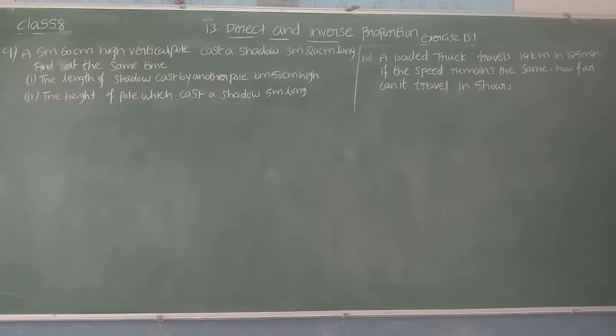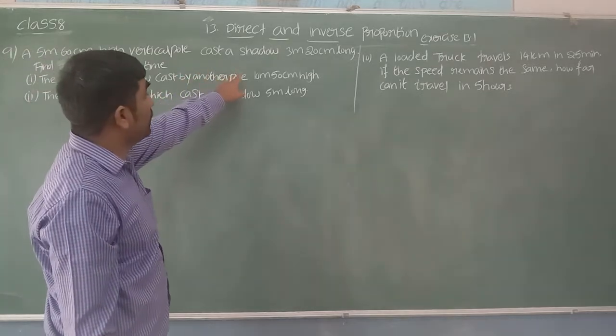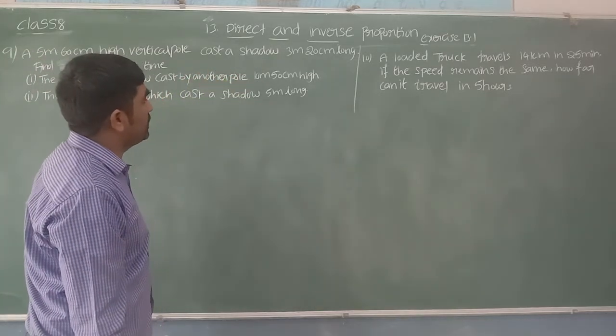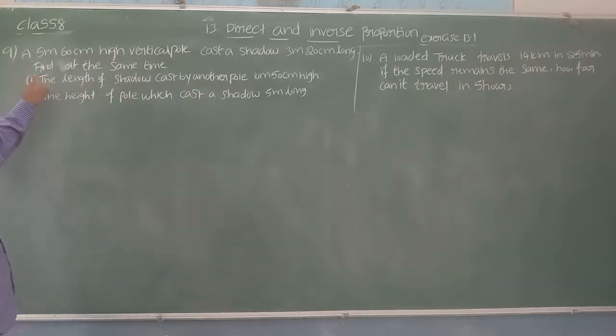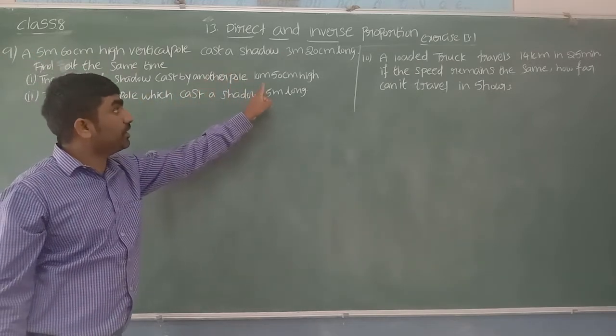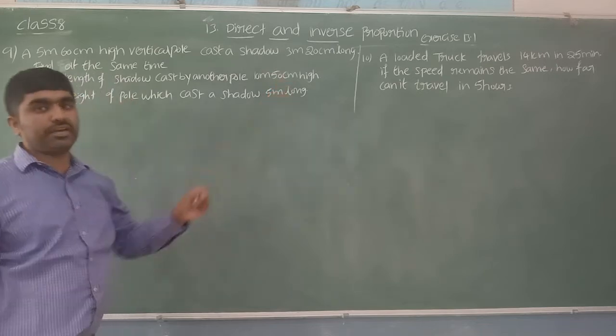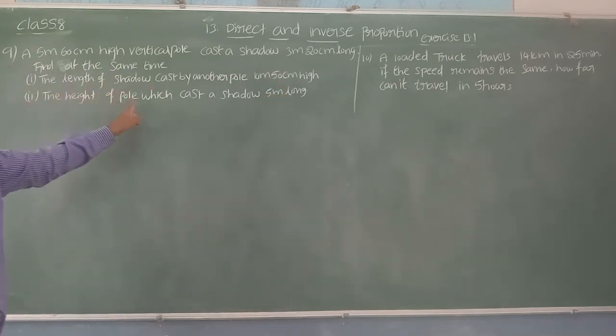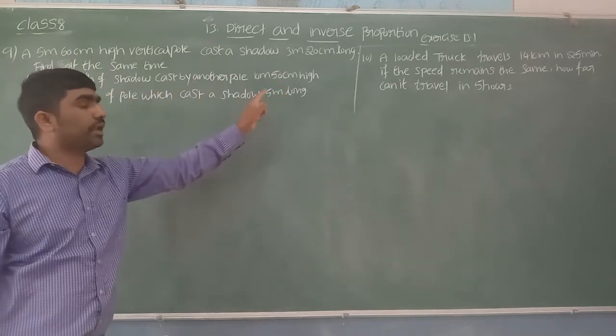Children, let's see some more applications based on direct proportion. Here we have the ninth problem. A 5 meter 60 centimeter high vertical pole casts a shadow 3 meter and 20 centimeter long. Find at the same time the length of the shadow cast by another pole 10 meter and 50 centimeter in height, and the height of the pole which casts a shadow 5 meter long.